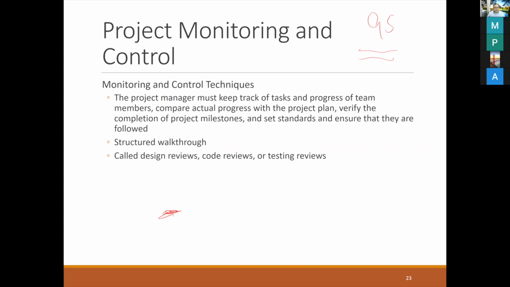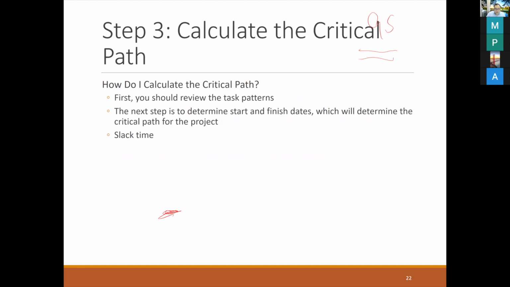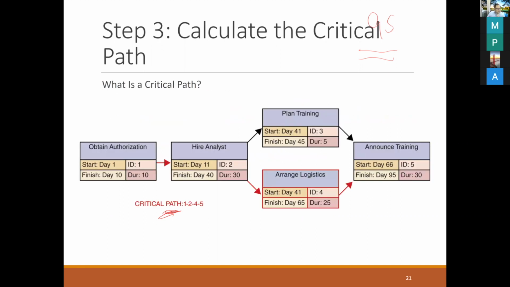The project manager must keep track of tasks and progress of team members, and compare actual with planned progress of the project. Verify completion of the project milestones, and set the standards and ensure that they are followed. And then you have a structured walkthrough for each task, where you investigate whether it's beyond the planned ones or not. We call these design reviews, code reviews, or testing reviews. You have to see every single step.